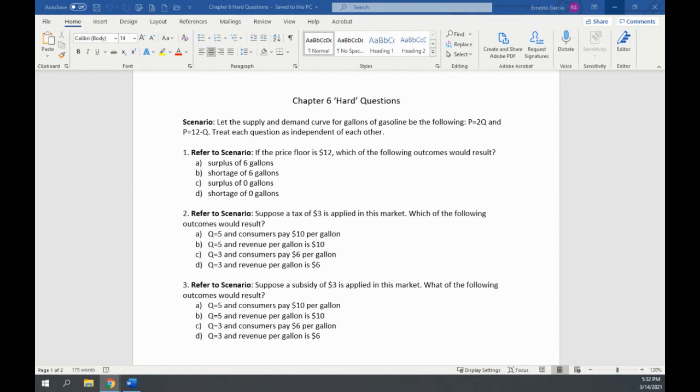Question 2 asks, suppose a tax of $3 is applied in this market. Which of the following outcomes would result? Q equals 5 and consumers pay $10 per gallon. Q equals 5 and revenue per gallon is $10. Q equals 3 and consumers pay $6 per gallon. Or Q equals 3 and revenue per gallon is $6.